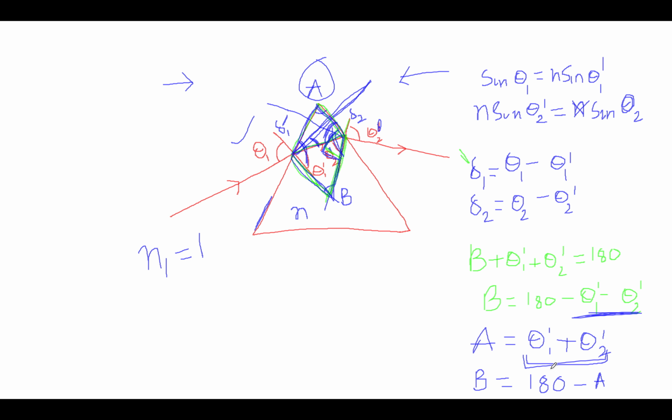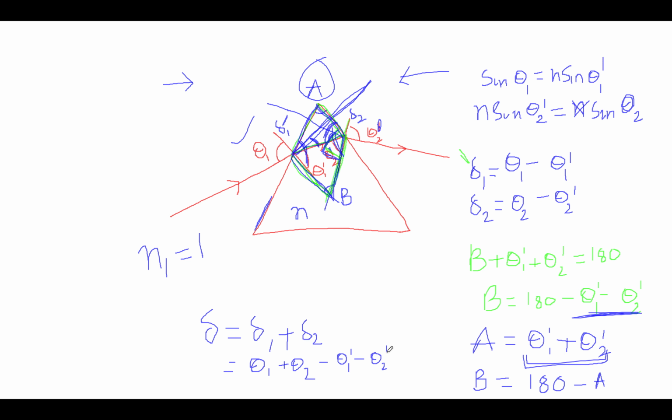So then I can write down a net delta as the sum of delta 1 and delta 2, right? And my goal is now to find this delta to be minimum. So this delta is equal to theta 1 plus theta 2. I'm simply adding up both the angles of deviation. So theta 2 minus theta 1 prime minus theta 2 prime. So now I have several equations. My goal is to find the angle of minimum deviation.